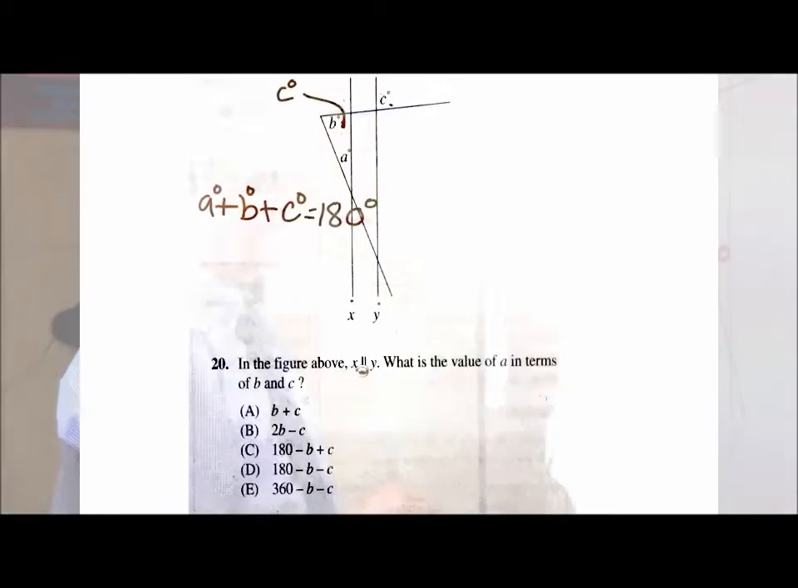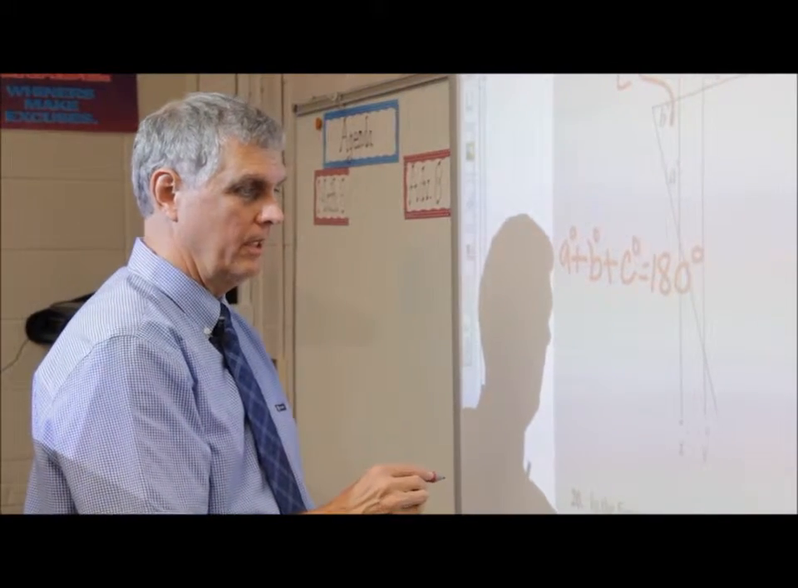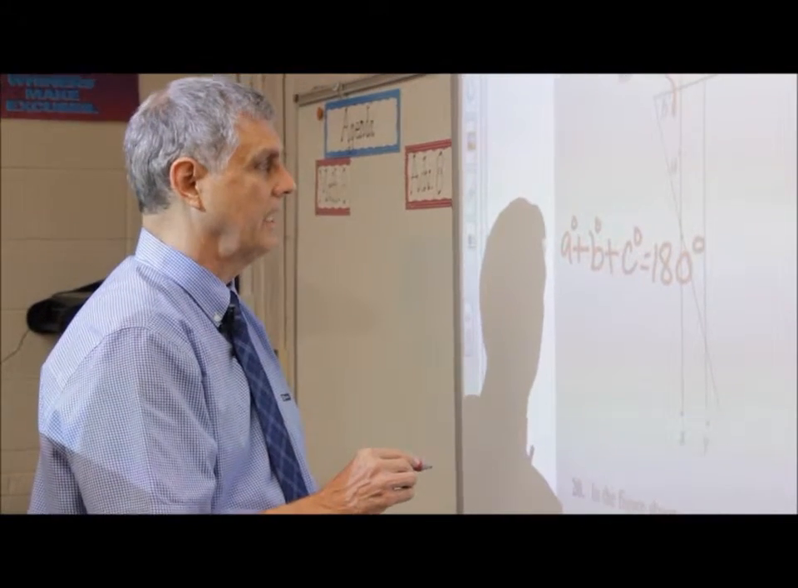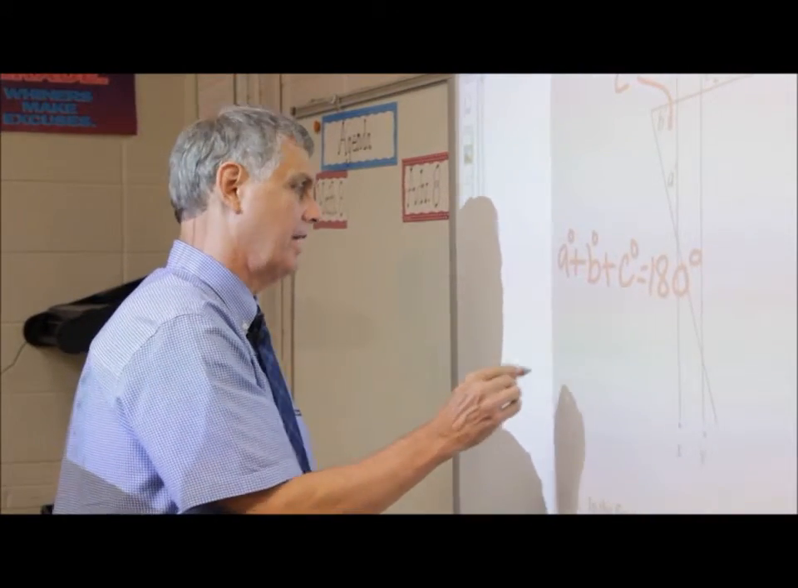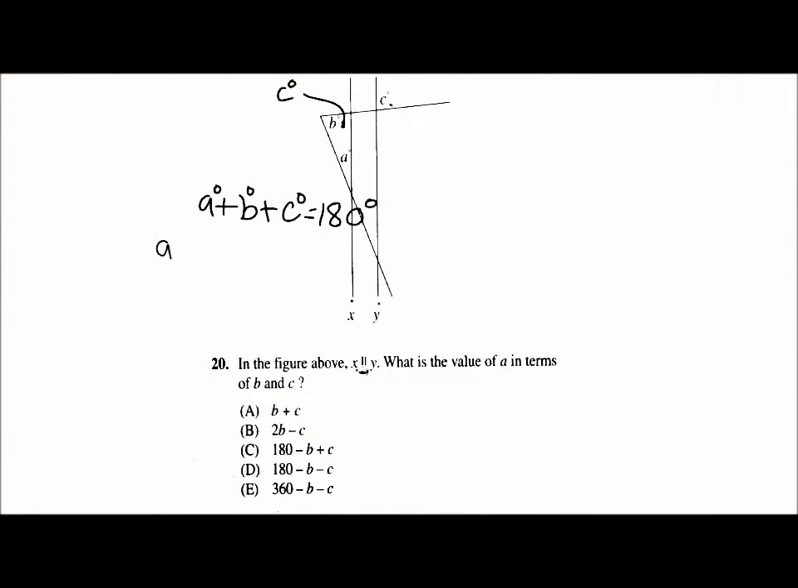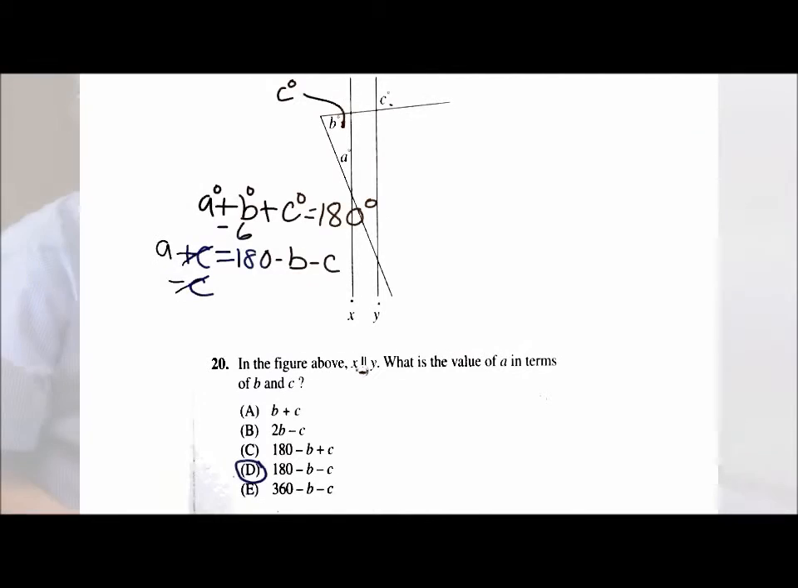So now it's a simple thing. They said they want you to express A in terms of B and C. So we need to get A by itself over here. So how do we do that? That's simple inverse rule. We'll subtract B first from both sides. So A plus C equals 180 minus B. And now we're going to get rid of the C. Subtract that from both sides. And we see that A equals 180 minus B minus C. It has to be D.